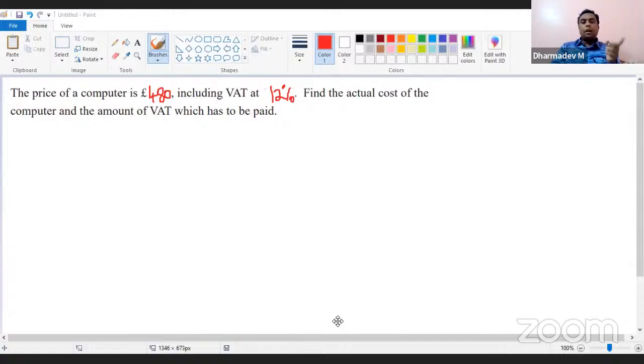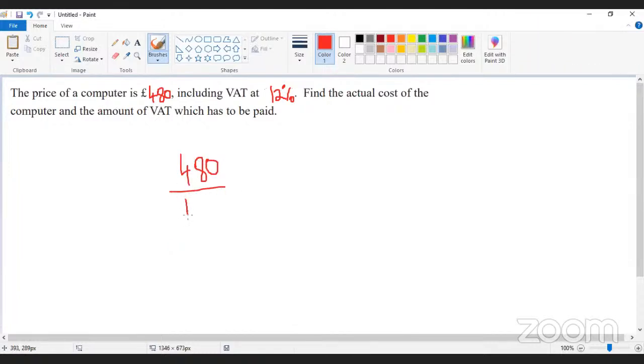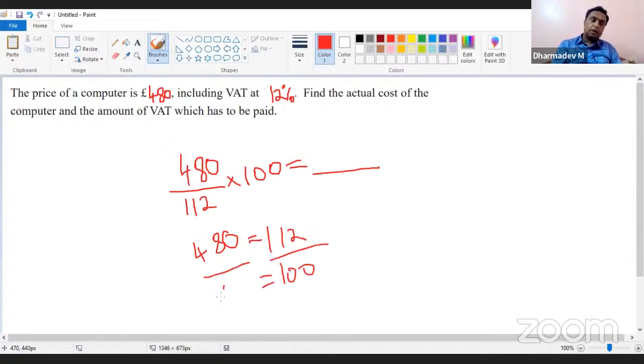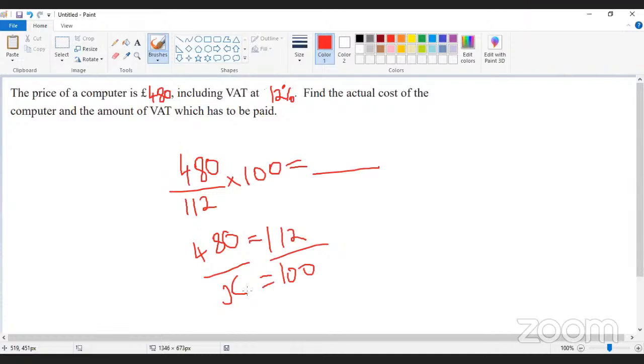The computer is 480 euros, which includes a VAT of 12%. So it's 112%. Exactly. So 480 is equal to 112%. So that is 112 times 100. Why am I multiplying by 100? Because I want it out of cost price. Or I can say that 480 is equal to 112, so I want to find 400. So what is 400? That is the cost price. Cost price is always how many percentage? 100. Yes.